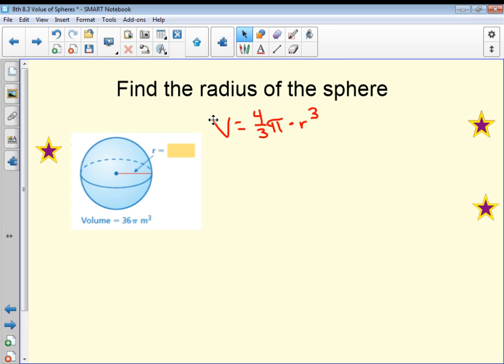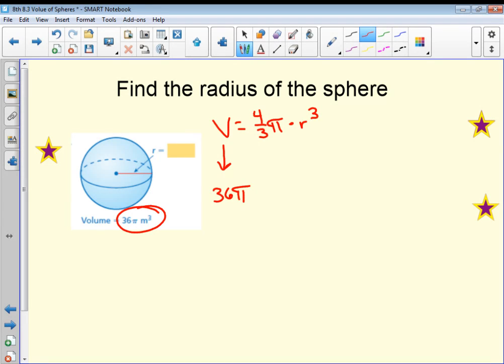So our steps, well, first of all, we're going to go ahead and substitute in like we've done previously. So this time they're giving us the volume. So our volume is 36 pi. Don't forget the pi is on there. Equals 4/3 times pi. So instead of writing it out as 4/3 pi, because I know I'm going to have to work to get my radius cubed by itself, I'm just going to put my pi right next to the 4 in 4/3, okay? So I'm really taking 4/3 times pi and showing them together.